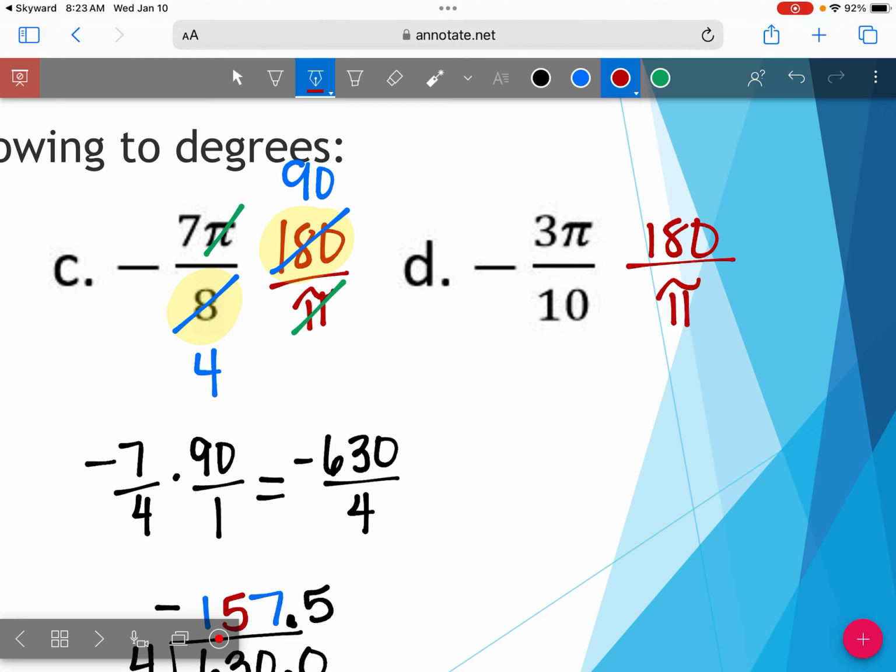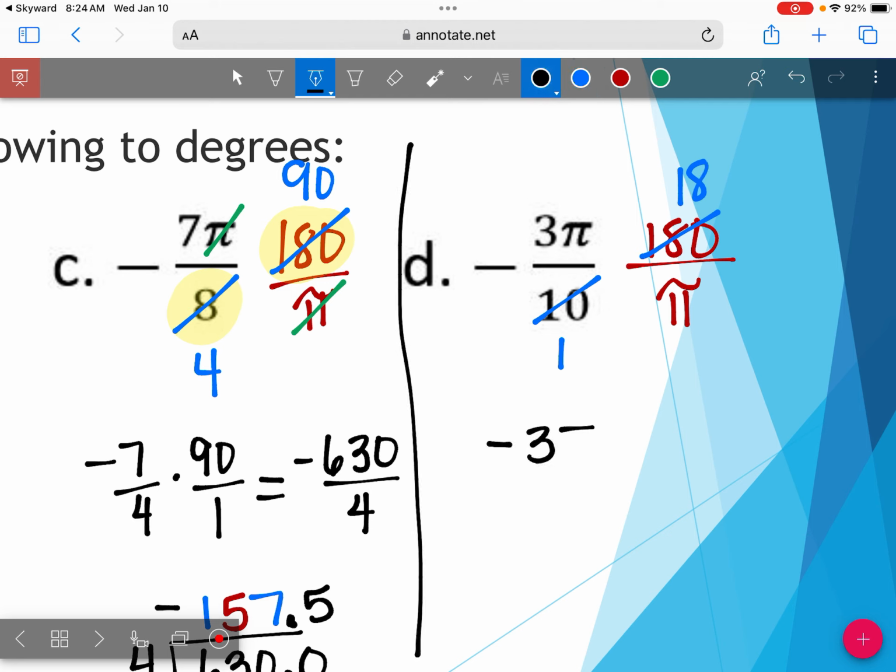So I noticed that I can reduce by dividing both of those numbers by 10, which is going to make this a 1 and this an 18. So I have negative 3 pi over 1 times 18 over pi. Pi is going to cancel. So go ahead and multiply negative 3 times 18.